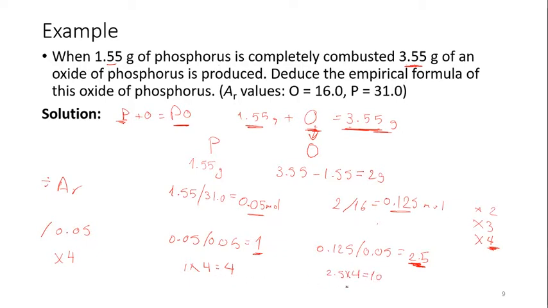Now I have 4 against 10, so my formula would be equal to P4O10. But I have to remember that when I use empirical formula, I have to simplify my numbers. So I have to divide here by 2 and divide here by 2. So my empirical formula would be equal to P2O5.